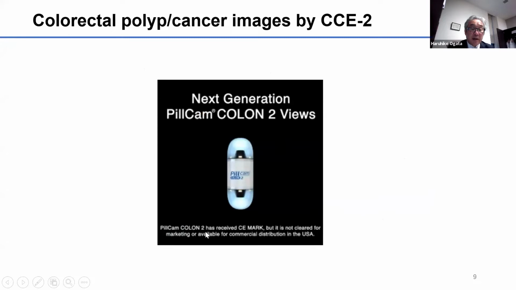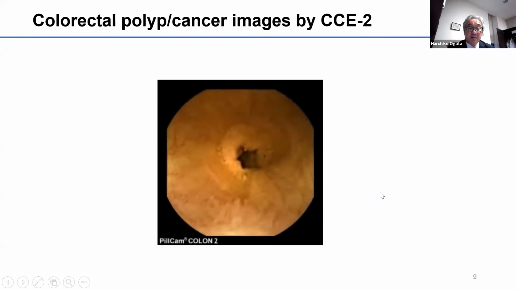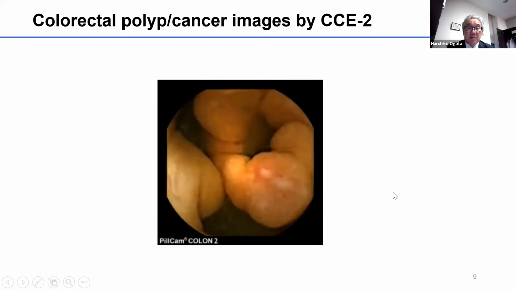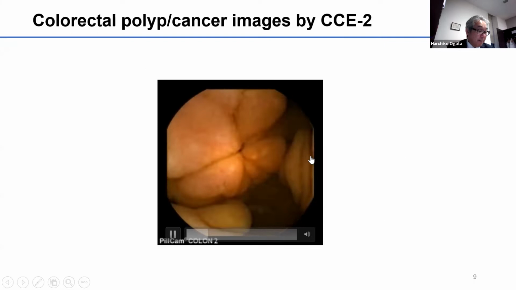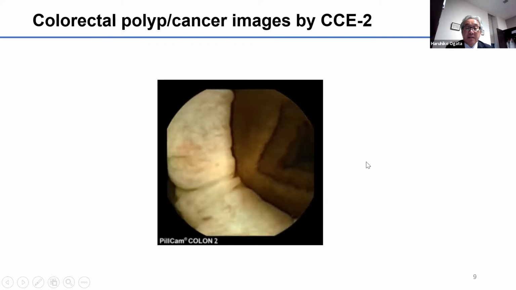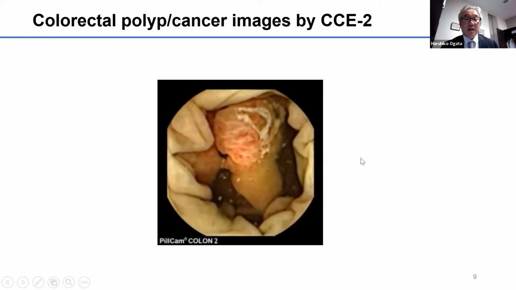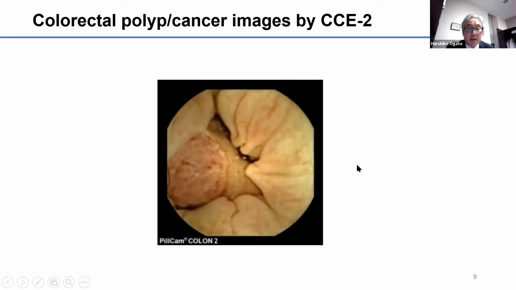Here I show you a beautiful colon capsule image with colorectal polyp or cancer findings by the second generation colon capsule. This is the capsule moving in the terminal ileum and passing through the ileocecal valve. And here you can see the ileocecal valve in the cecum. Then the capsule moves up to the ascending colon and the transverse colon. You can see the triangle shape of the ascending and the transverse colon. Soon after, you can take a look, and there's colon cancer in the upper part of the ascending colon. Then the capsule kept passing through that region and moves to the left side of the transverse colon.